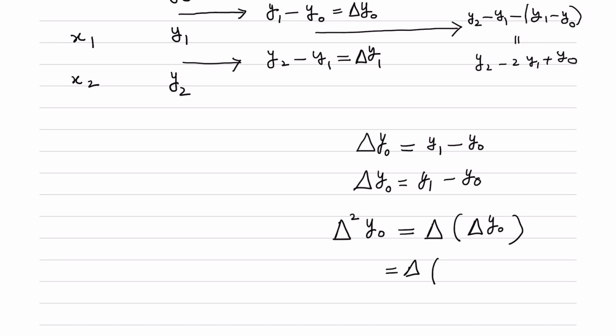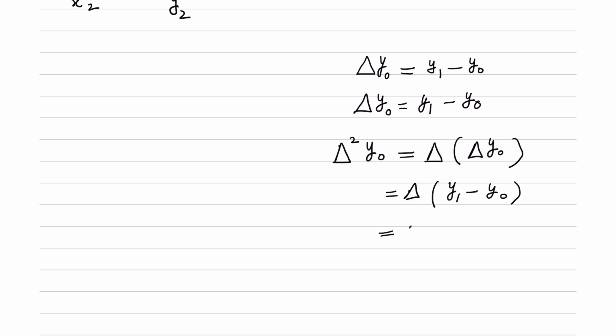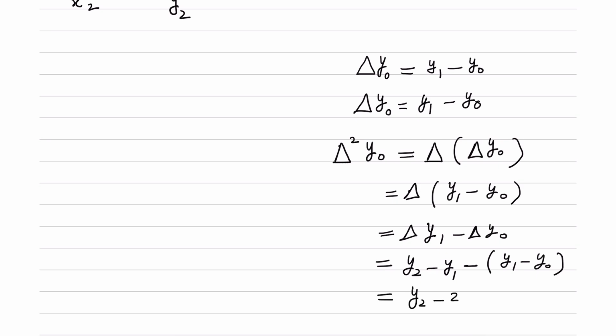Forward y0 is y1 minus y0 by definition. Then apply the forward inside: forward y1 minus forward y0. Forward y1 by definition is y2 minus y1, minus forward y0, whose definition is y1 minus y0. So we have y2 minus 2y1 plus y0, and this is actually the definition of forward square y0.